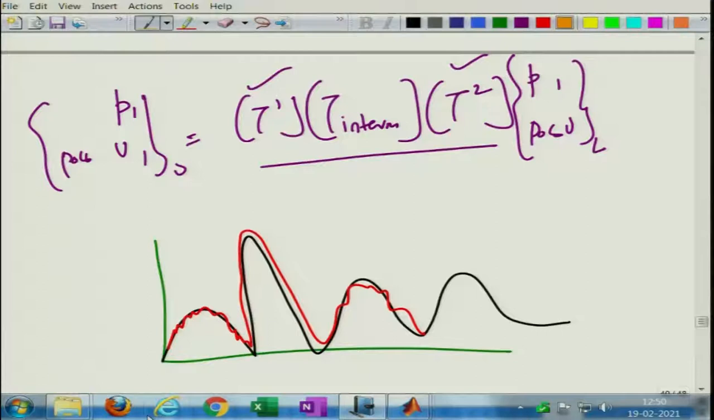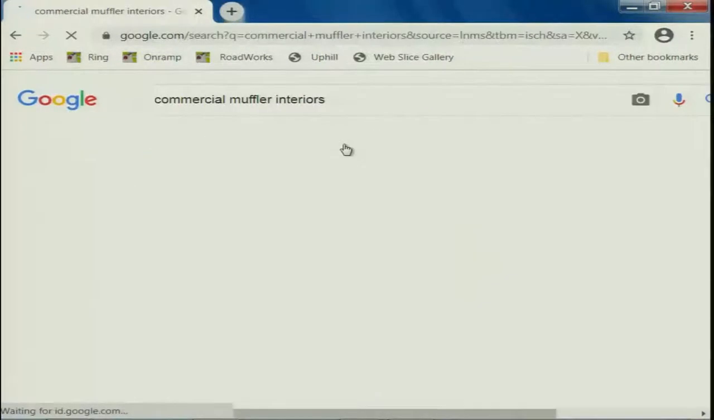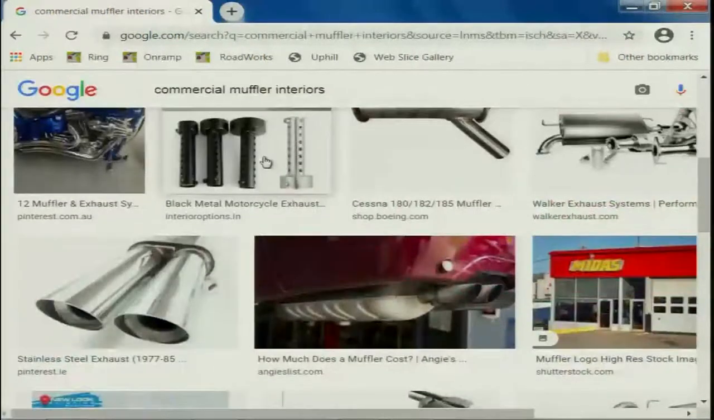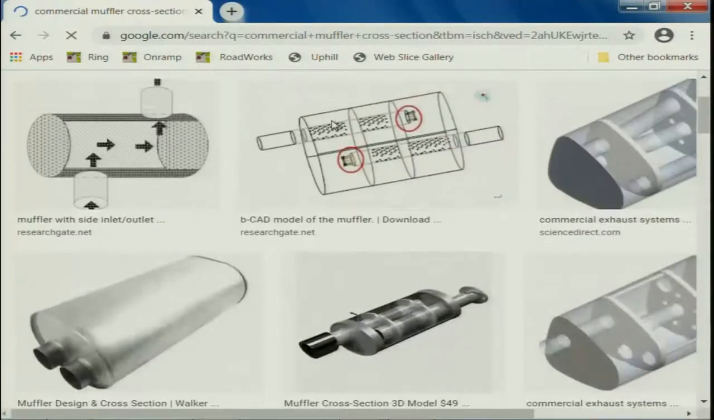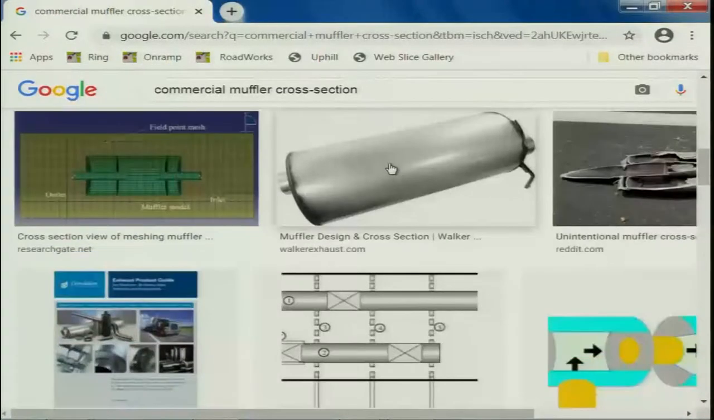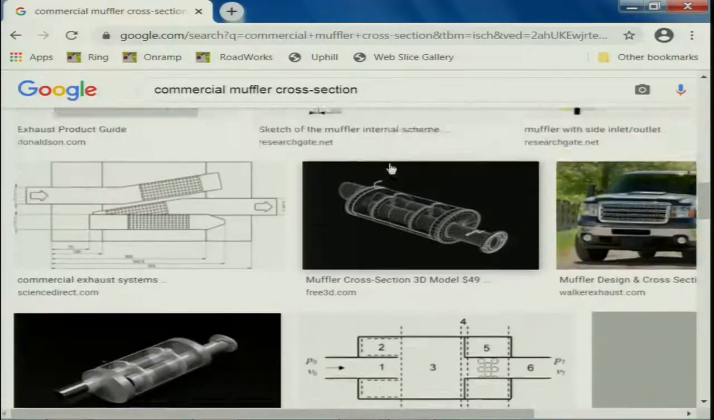The reason I am telling you this is because of all commercial mufflers. Let us go to Google. Just have a look at some of the commercially available muffler interiors, and you will see invariably the presence of perforated pipes in all the mufflers. These are some of the perforated things, but let us say muffler cross section. These are simple Google images that I am showing you right now. These are some of the schematics, but maybe some nice cool photographs you can have a look at and appreciate for yourself.